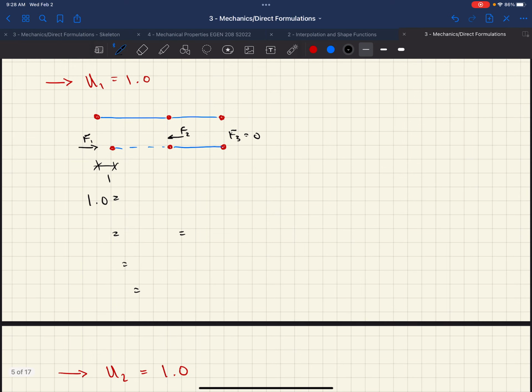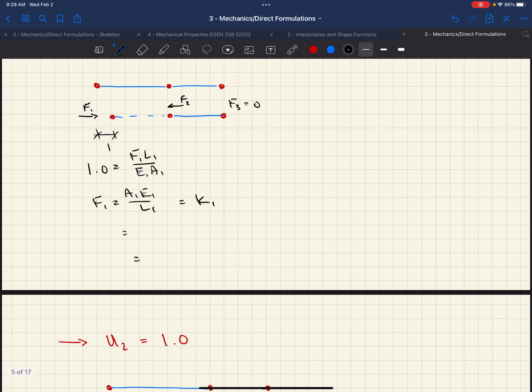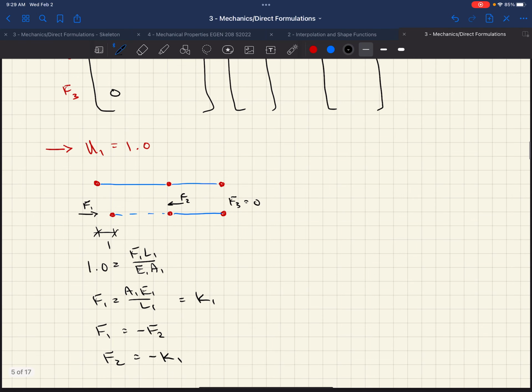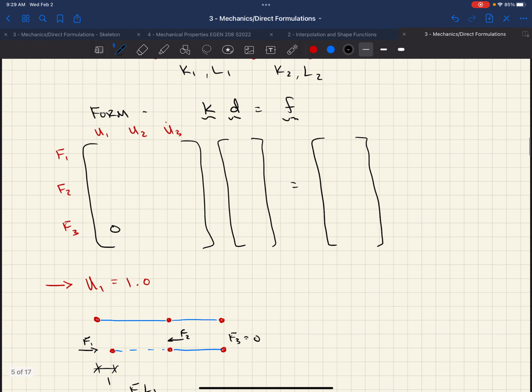Same approach, right? FL over EA. F1 now equals A1, E1 over L1. We're going to call that just K1. That's our stiffness K1. Overall free body diagram, we get F1 equals negative F2, right? It has to resist that force at 1. So F2 is negative K1. So F1's K1, F2 is negative, so we get K1, negative K1.